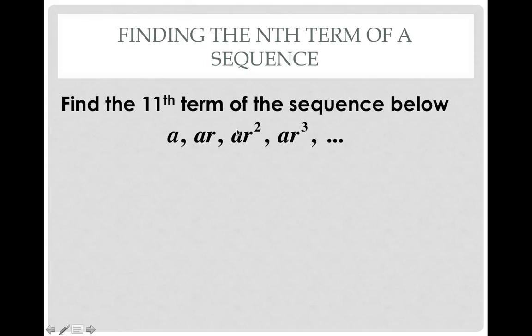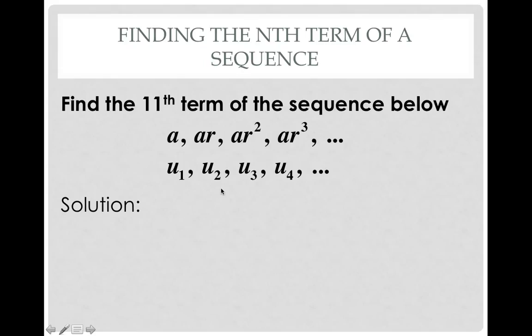So how can we find what the 11th term is? You might want to pause and see if you can think about what the 11th term would be. Okay, maybe it wasn't obvious. So what I'd like to do is line up the number of the term below each term. So u1 is the notation we use for the first term. So the first term is a, the second term is ar, the third term is ar squared, etc.